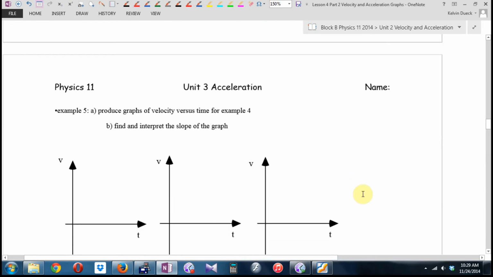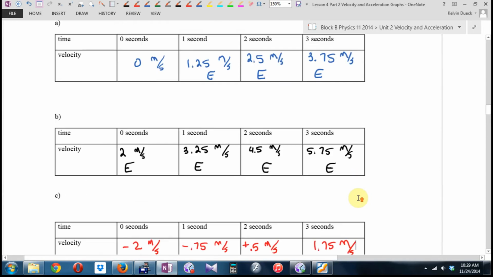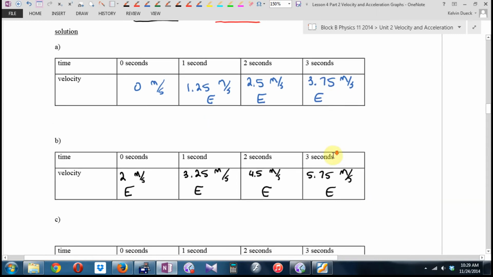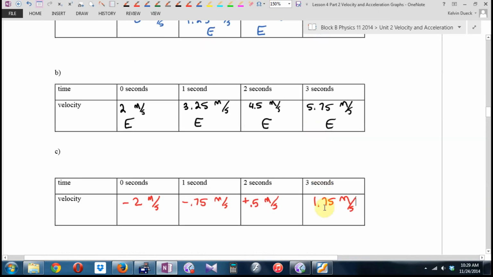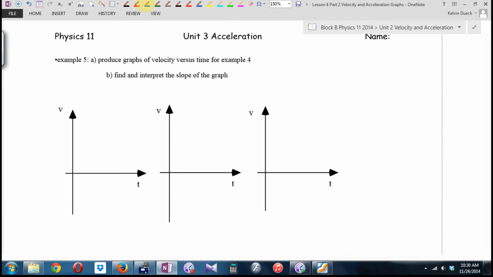Example 5 says, produce graphs of velocity versus time for example 4. Okay, we can do this for all of these. Now, let's see. I get a 3.75, a 5.75, a 1. You know what I'm going to do? We're going to do kind of a rough guess. I'm going to call right here 6 meters per second.